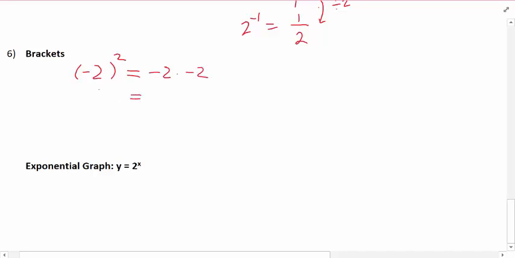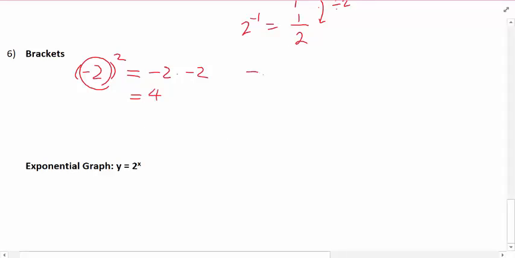Because it means this whole thing here is being what? Squared. So the negative is also being squared. So negative times negative is what? Positive, you see? So negative times negative is positive. So this ends up being positive 4.